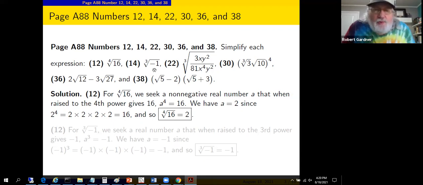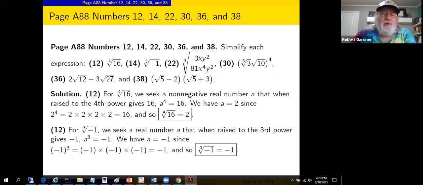The next one asks for a cube root of -1. Well, less will go wrong with the cube roots. Can you take a cube root of a negative? Yeah, it'll be negative, in fact. So this time we're looking for a real number, not a non-negative real number, because we're taking an odd root instead of an even root. We're looking for a real number a that, when raised to the third power, gives -1. That is, we're looking for a cubed equals -1. And no other constraints. There's only one real number that satisfies that.